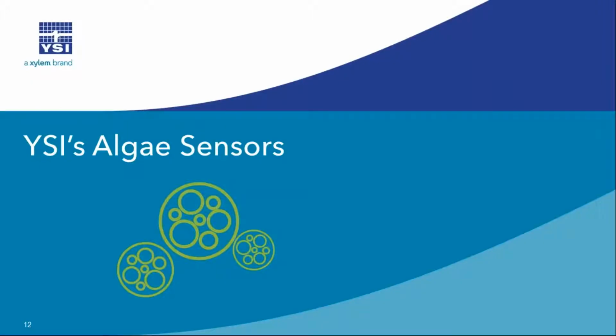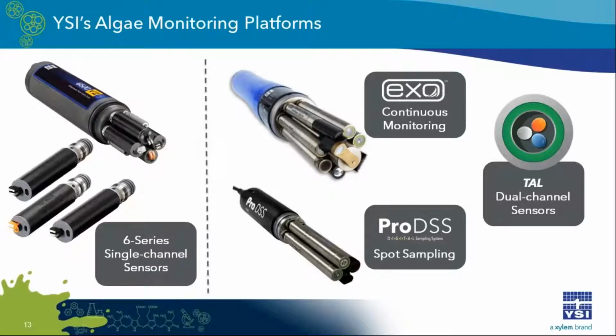So let's talk about how the algae sensor technologies take advantage of these fluorescent pigments. We have three algae monitoring platforms, soon only to be two really. There is what we sometimes refer to as the legacy platform. These are the 6 series sondes. And on that sonde platform you could buy single channel sensors for each of those three pigments of interest. By contrast, on the EXO sonde platform, and very recently now on the ProDSS platform, we have what are called the dual channel total algae, or TAL, sensors.